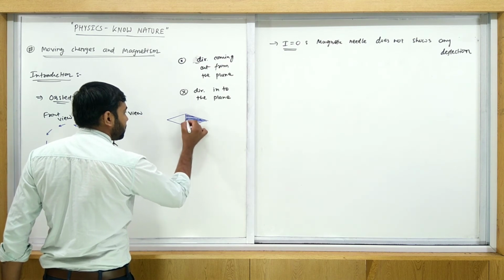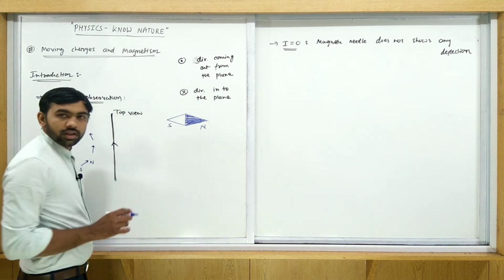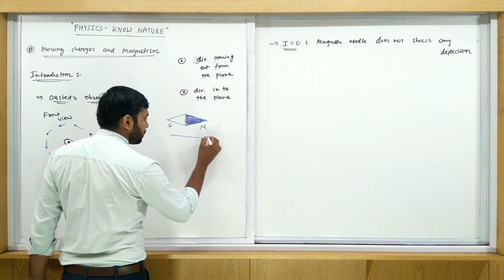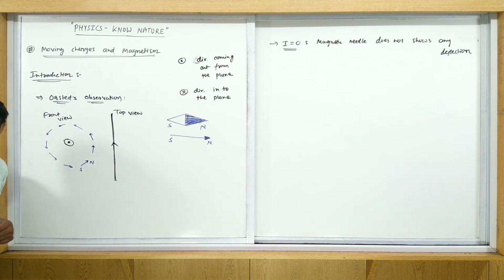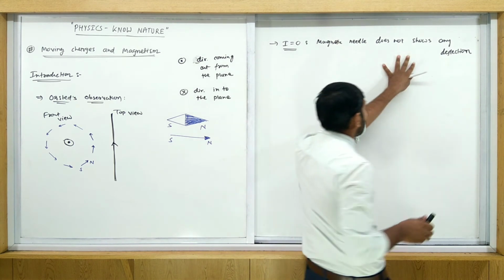Actually the magnetic needle is just like this, but it's quite difficult to draw. So this is north, this is south. We just replace it like this with an arrow. This is the original picture of a magnetic needle. So when the current is zero, the magnetic needle does not show any deflection.